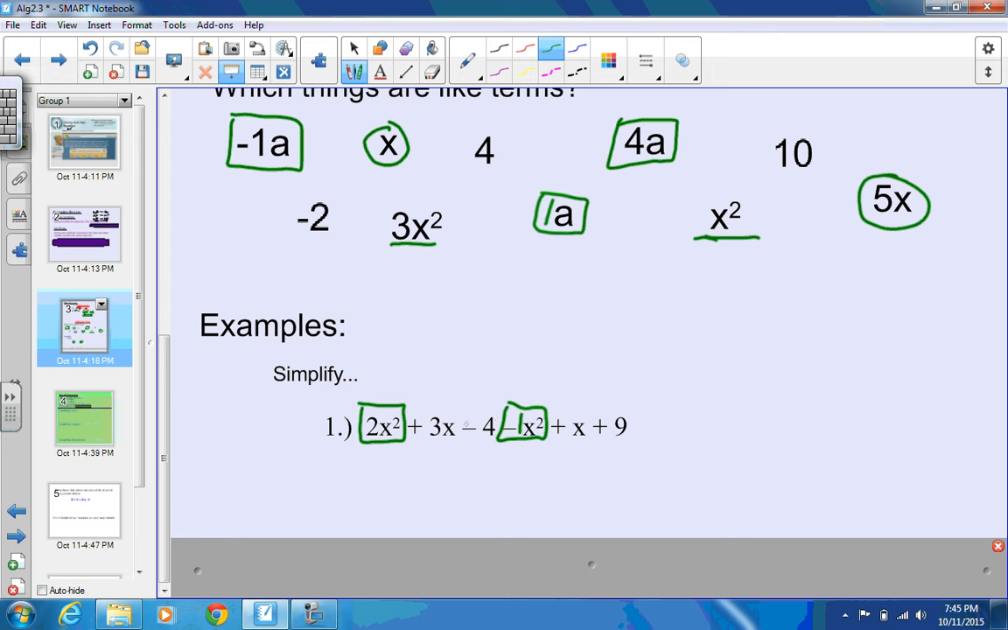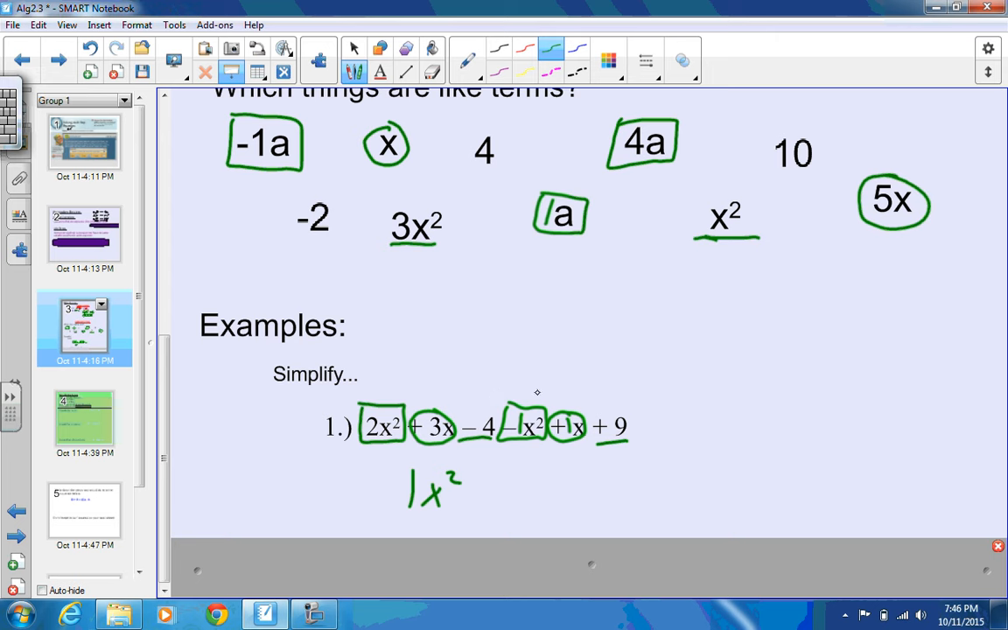All right, I'm going to circle any of the x terms. Positive 3x and positive 1x. And then we'll just leave the constant terms there. We'll combine those as well. Well, we can combine minus 4 and plus 9. So let's do all the box terms. 2x squared minus 1x squared is just going to be 1x squared.